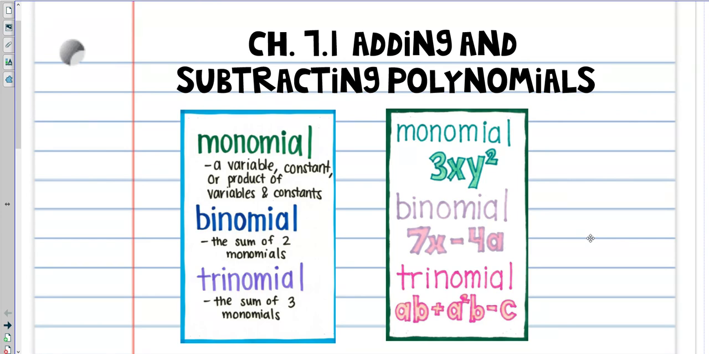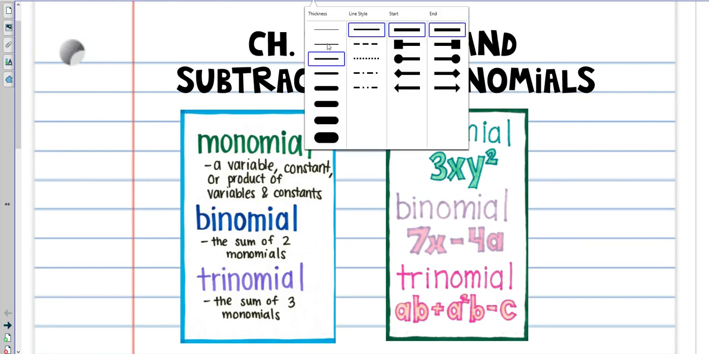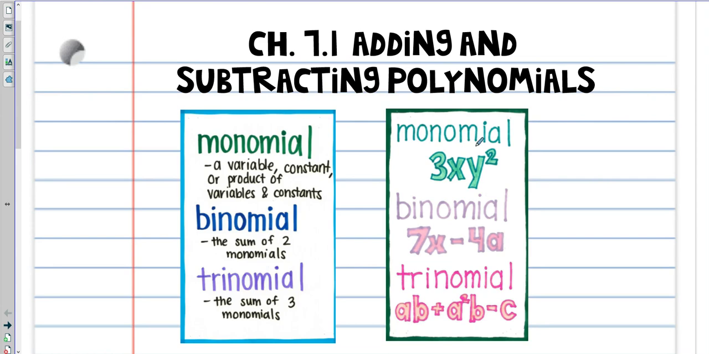The first thing we're going to talk about is a monomial. So a monomial is a variable, a constant, or a product of variables or constants. What that means is it's one term, okay? So if you look here on the right, it says monomial 3xy to the second power. This is a monomial because it's one term. It is actually a product of variables and constants. You see how there's multiplication happening between a constant and variables.